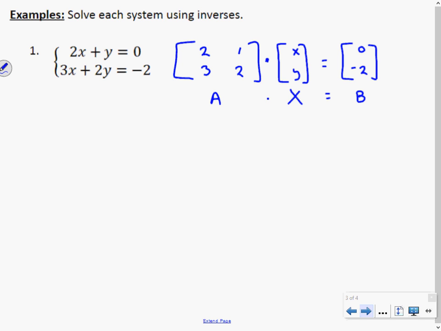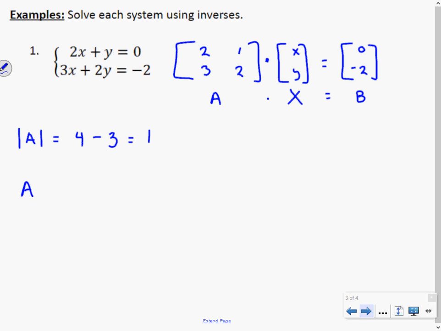To do that, we need to find the determinant of A first. So the determinant of A would be 2 times 2, which is 4, minus 1 times 3, which is 3. So the determinant here, very conveniently, is a 1. That means we're allowed to calculate the inverse. Remember, if the determinant does not equal 0, then the inverse of that matrix exists. So now we can actually find the inverse.